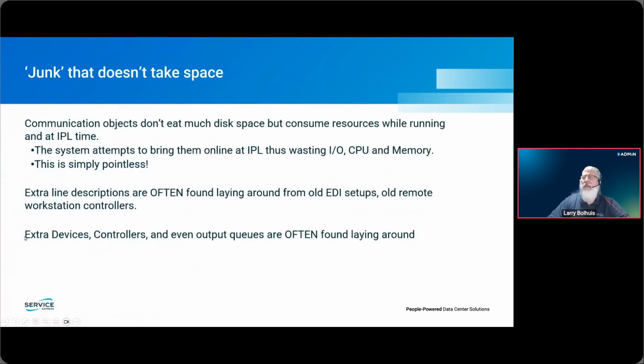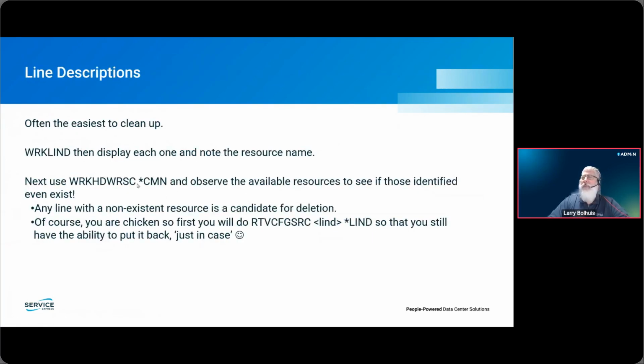Okay. All right, so some junk that doesn't take space. We look at some things here, for example, line descriptions and controllers and devices, because while they don't really take space, they can confuse you. They can make troubleshooting a problem. So like a line description, if you do work line description, then use option 5 to display each one, record the resource name it's using, then look at work hardware resource star CMN and see if you even have that thing. I was just on a system yesterday. There were 20 line descriptions. How many do you think they were using? Correct answer: one, the Ethernet line. All the other ones were old EDI and old TDLC guys, just all kinds of crap on there.